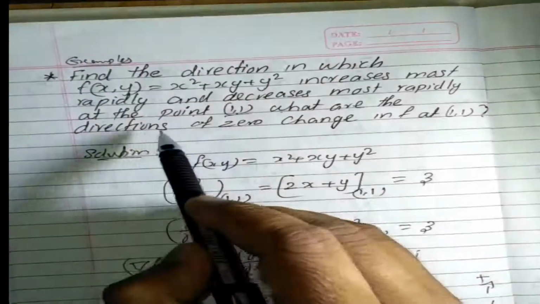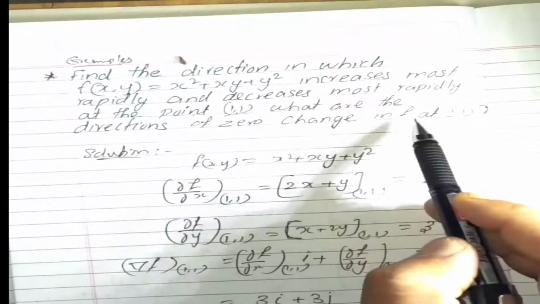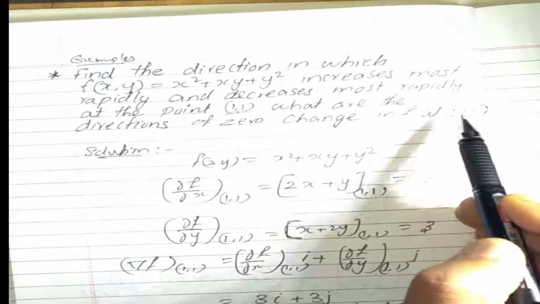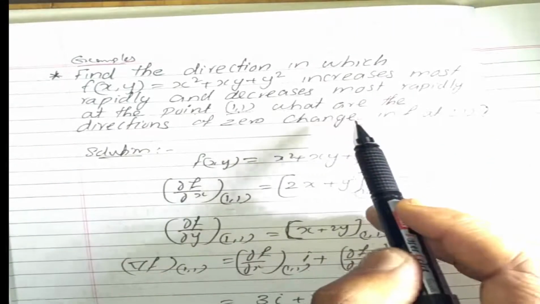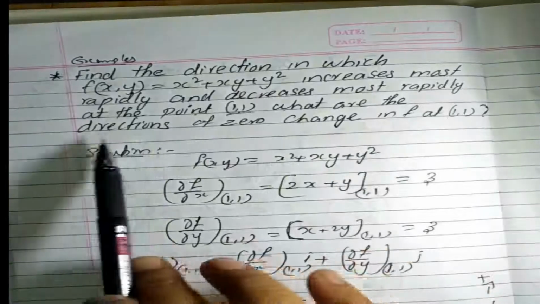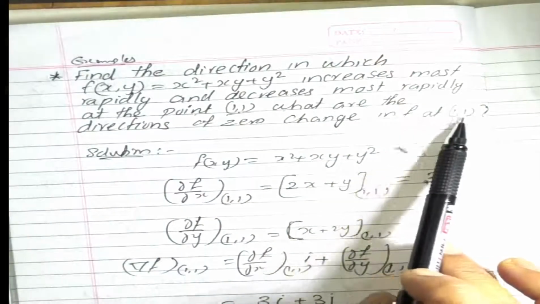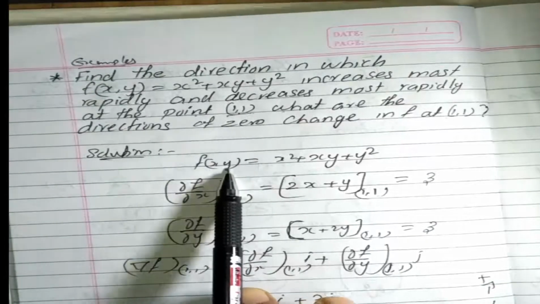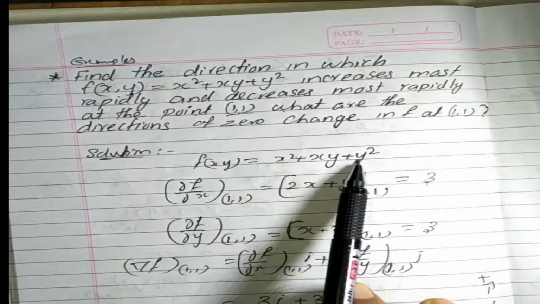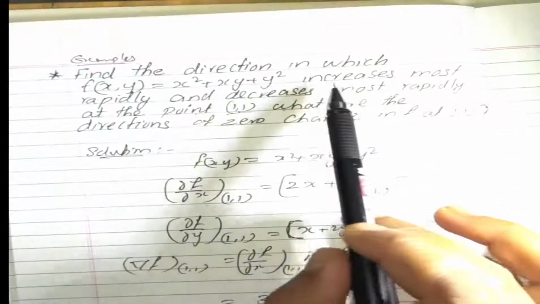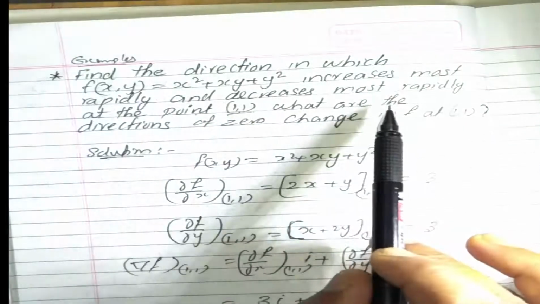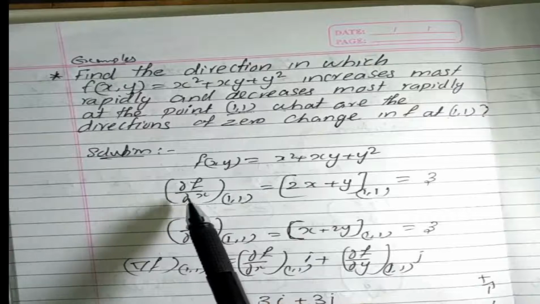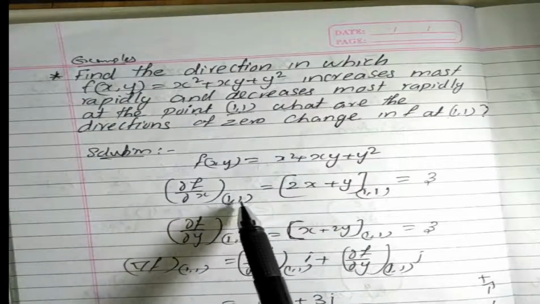What are the directions of zero change of f at 1 comma 1? That is the third property. Going to the solution: given f of x comma y equals x square plus xy plus y square, we need to find the directions of increasing most rapidly and decreasing most rapidly at the point 1 comma 1. Differentiating the function, we find dou f divided by dou x at the point 1 comma 1.